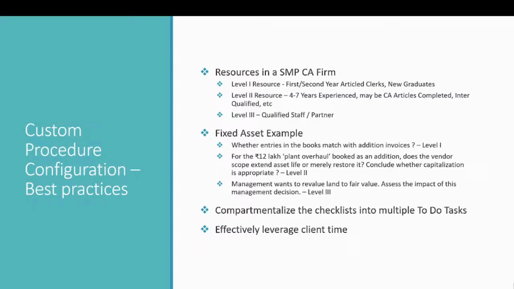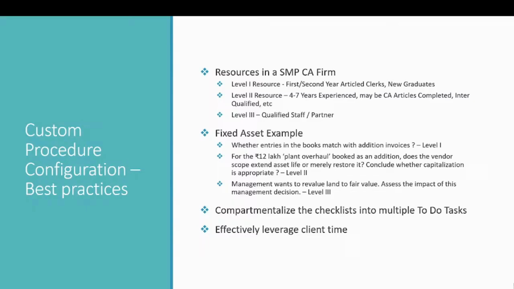And probably level 3 management wants to revalue land to fair value. How do we assess the impact of this management decision? This obviously is the decision of the engagement partner. Generally what happens is there will be a checklist for fixed asset audit, which contains questions covering everything from level 1 to level 2 to level 3. This results in redundancy. The same people, or multiple people, may be doing the same things.